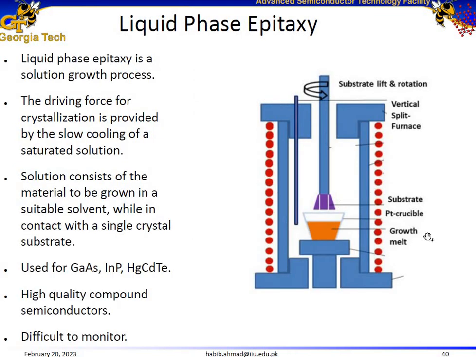Another kind of growth technique is called liquid phase epitaxy, in which you have your substrate, and you want to deposit another material on top of the substrate, so you put that material into a solution and heat it up, and you immerse this substrate into this solution and keep it rotating, and at the same time pulling it up and also cooling down the temperature of the melt at a slow pace gradually. So it results in deposition of that material on top of your substrate. We can achieve high quality compound semiconductors using this technique, but it's difficult to monitor.